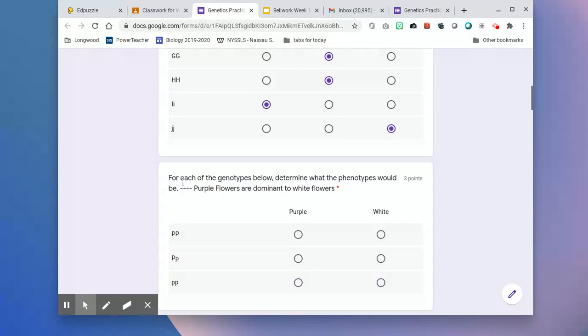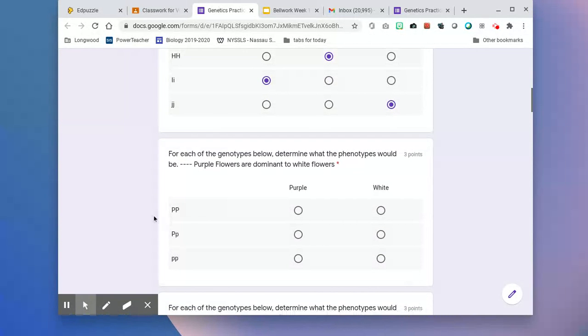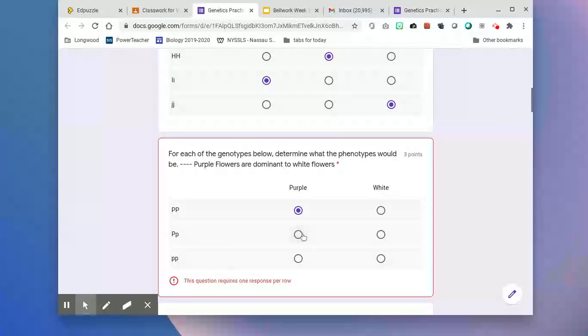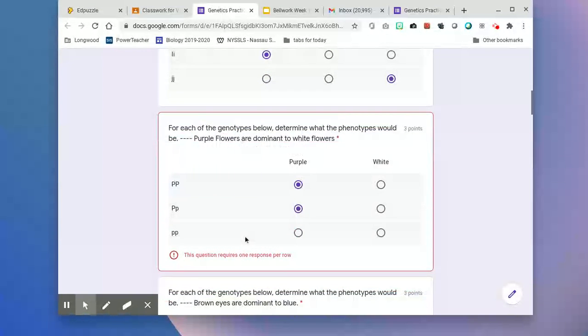Okay, the next one says for each of the genotypes below, determine what the phenotypes would be. Purple flowers are dominant to white flowers. Okay, so purple is going to be our capital P, because that's dominant. White flowers, the recessive, we'll use lowercase p. So if the gene pairs have capital P, the phenotype, how will they physically appear? Well, since it has a dominant, even though it has two, it doesn't matter. As long as it has one, it's going to be purple. Capital P, lowercase p, this is a hybrid or heterozygous. It's also going to be purple. And lowercase p, lowercase p is going to be a white flower.